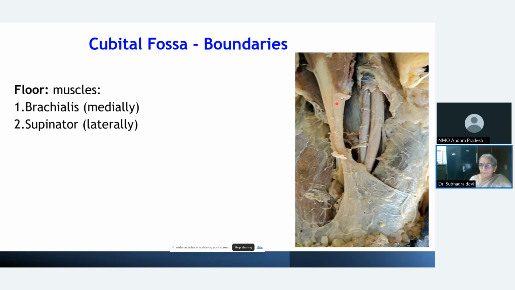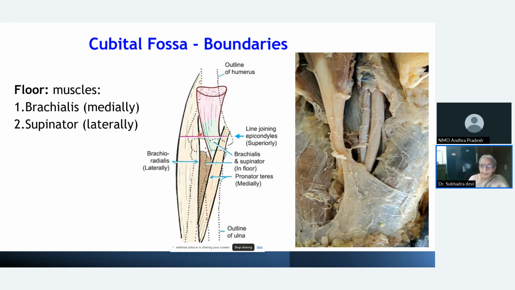And what will be the floor? You can see the muscles. The brachialis muscle and supinator will be here, and you can see the biceps tendon and then the aponeurosis, and you can see part of the contents of the cubital fossa also. You should be able to draw a rough diagram, or if not possible, just a line diagram. You show the brachialis and supinator muscles in the floor.